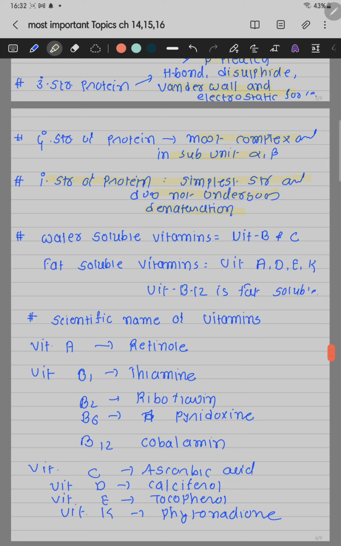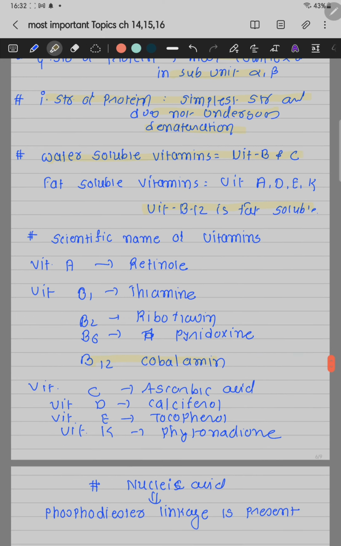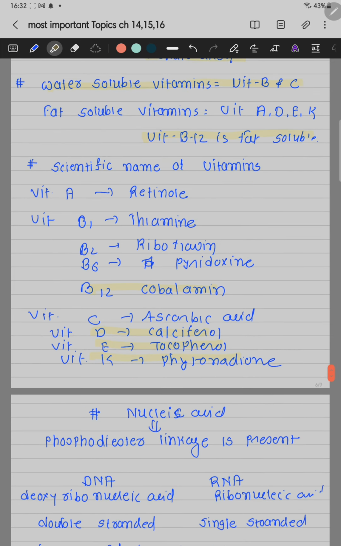Vitamins are vital amines. Water soluble vitamins are of two types, vitamin B and C, whereas fat soluble vitamins are A, D, E, K. Among vitamin B, vitamin B12 is fat soluble in nature. Scientific names of the vitamins: definite questions are asked based on this. Vitamin A is known as retinol, vitamin B1 thiamine, vitamin B2 riboflavin, vitamin B6 pyridoxine, B12 cobalamin, vitamin C ascorbic acid, vitamin D calciferol, vitamin E tocopherol and vitamin K phytonadione.